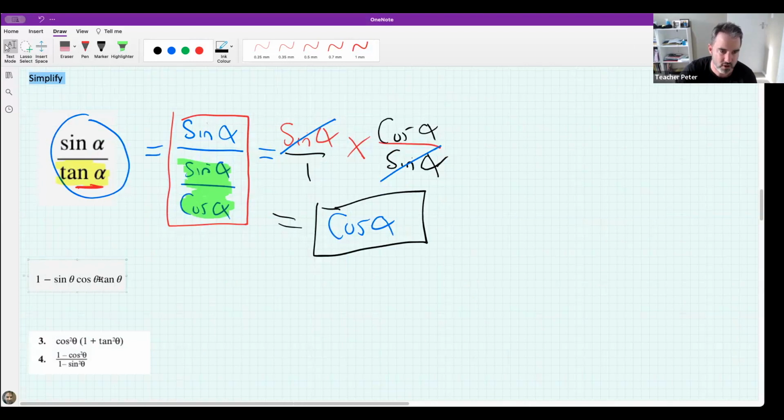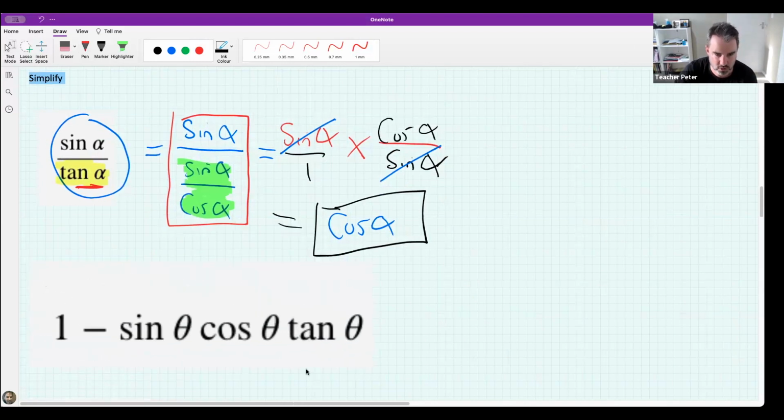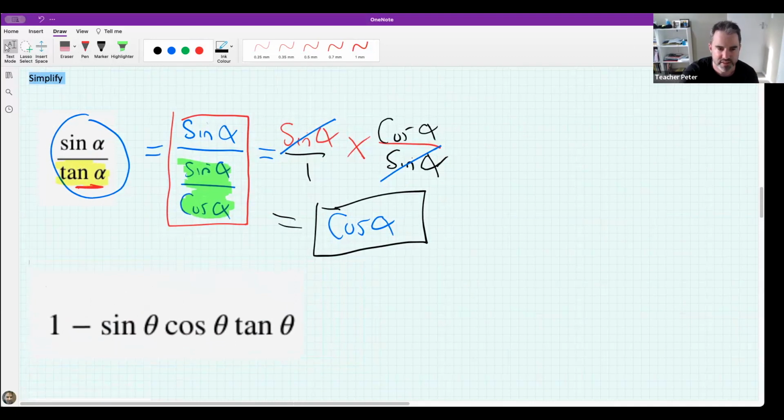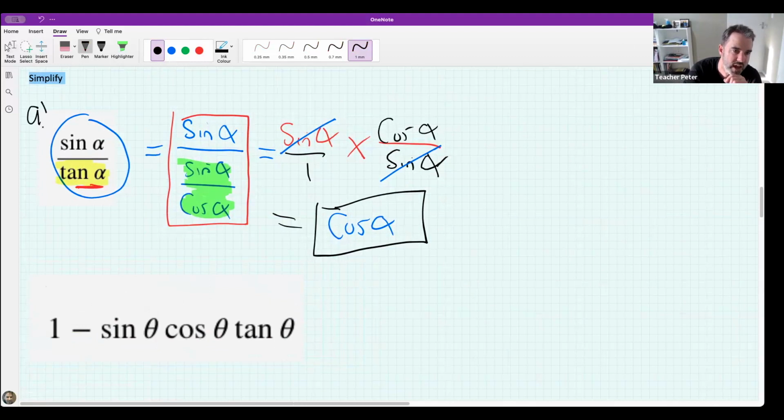Now, I want you to go by yourself. I want you to try and simplify this trig expression below. We'll call this B. That was A, and we'll call this B. I want you to simplify B using some of the ideas you saw above. And when you have completed that simplification, I want you to say done in the chat. Or if you have a question, I want you to pop your hand up.